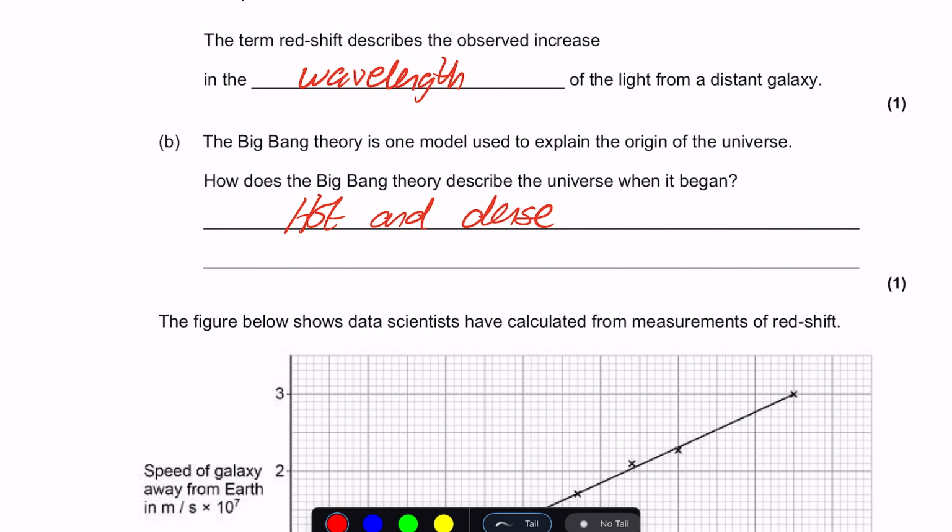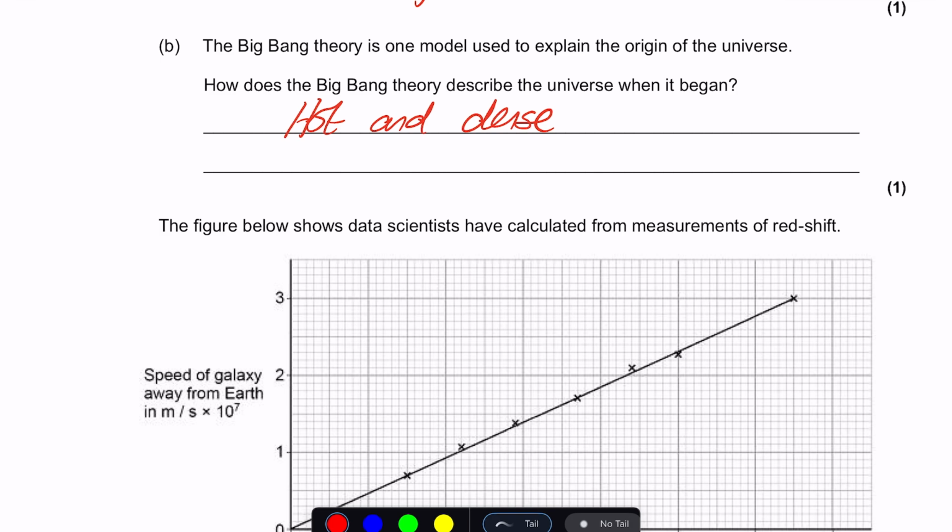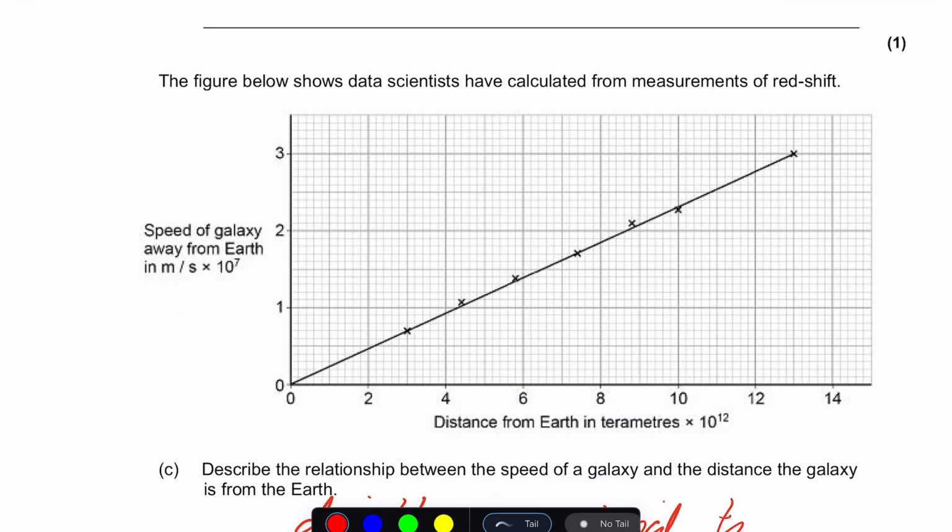The Big Bang Theory, question B, is one model used to explain the origin of the universe. How does the Big Bang Theory describe the universe when it began? Well, it describes it as very hot and very dense. You've got to get fusion happening to form stars, remember. So all our elements are going to be formed by the fusing of small elements into bigger elements up to iron, remember. Anything beyond that forms in a supernova. So we'll come back to that later.